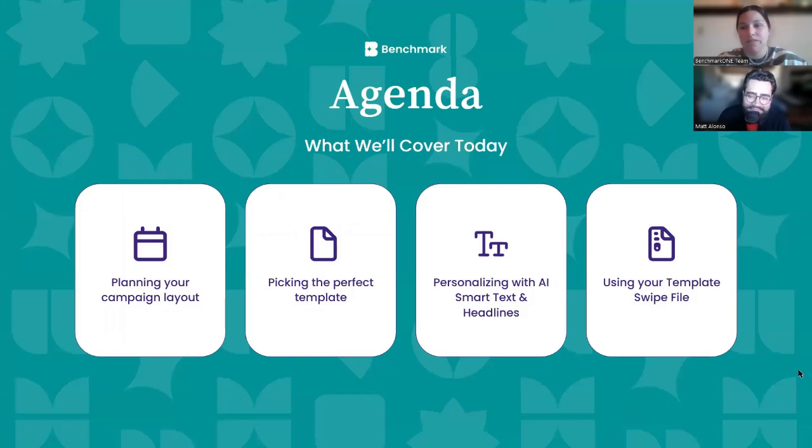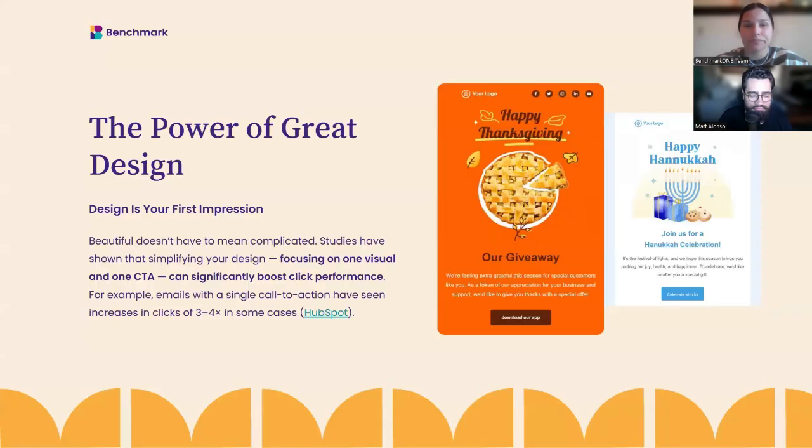Okay, so let's dive into the agenda. We're going to discuss planning your campaign layout, picking the perfect template, personalizing with AI smart text and headlines. The template and the AI text and headlines is something within Benchmark Email's platform, so we will be showing that off to you. And then we're going to discuss using your template swipe file, which is going to be the resource I will share with you after the webinar.